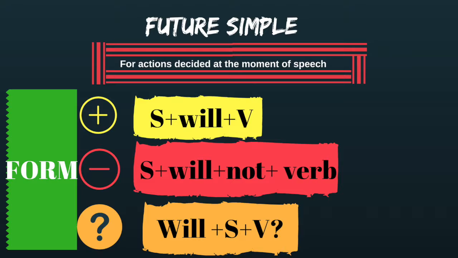For the affirmative form, we have the subject plus will plus a verb. For the negative form, we have subject plus will plus not, that makes our sentence negative, plus a verb. And then for our interrogative form, we use will plus subject plus a verb.